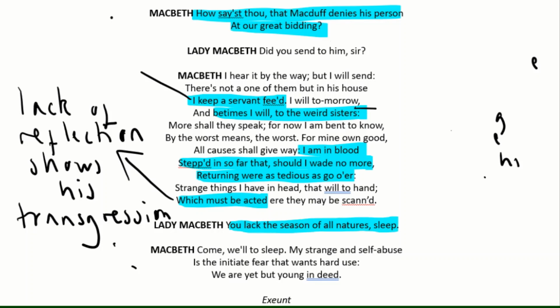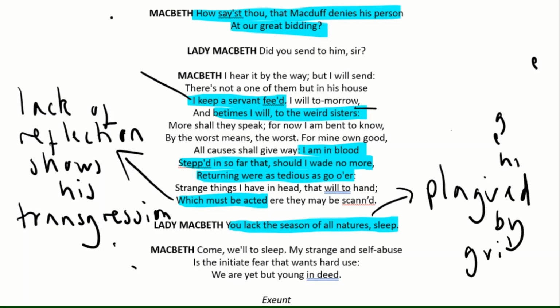Remember, this says you haven't slept in a while. Again, this indicates that he's plagued by guilt. Remember, lack of sleep represents guilt. He's plagued by guilt.